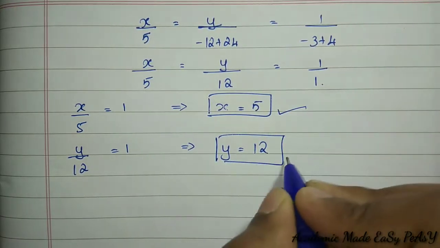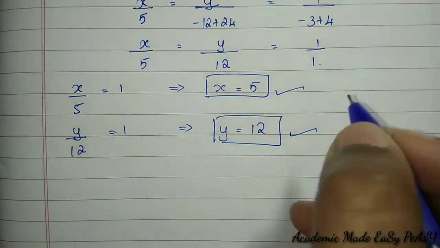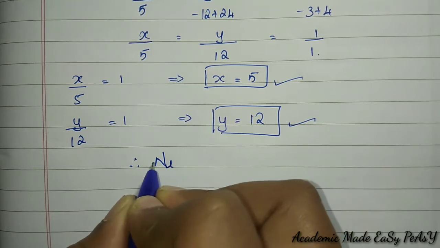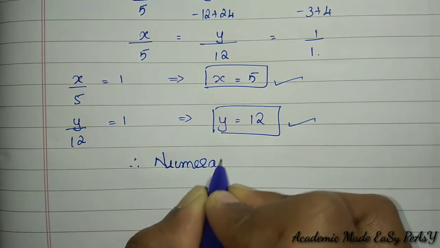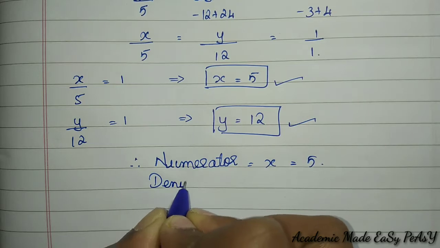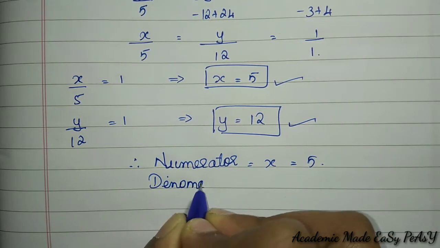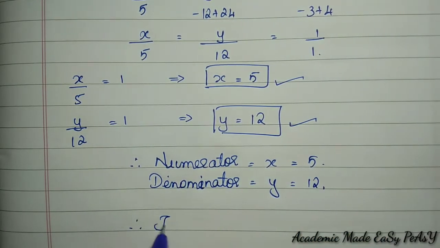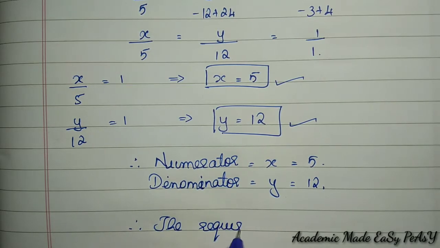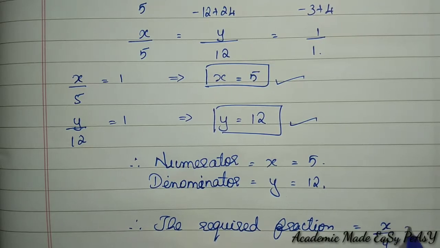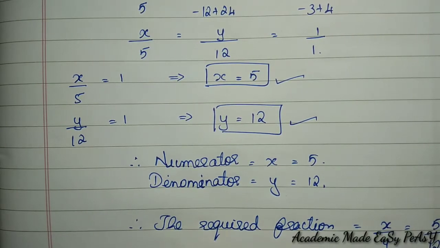So therefore my x is the numerator and y is the denominator. So now numerator x is equal to 5, denominator y is equal to 12. So therefore the required fraction is equal to x by y, that is 5 by 12.